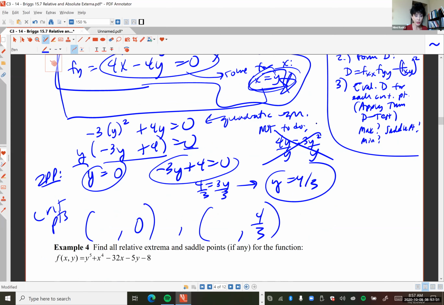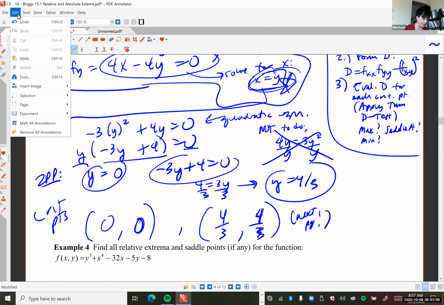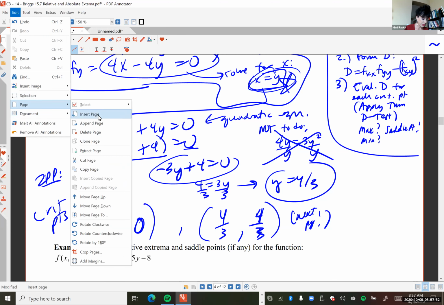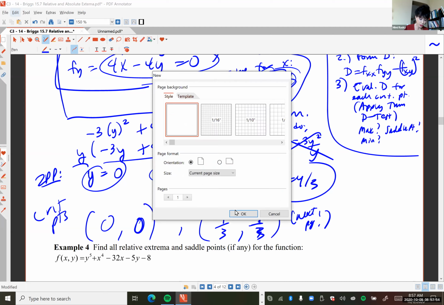X is supposed to be equal to Y. So if Y is 0, X must be 0 also. And if Y is 4/3, well, I guess X is 4/3 also. So I'll give you partial credit on a problem if you at least get the critical points. That's good news. But we have to finish the problem. So you need to get D and perform the D test on each of these critical points to see what it is.